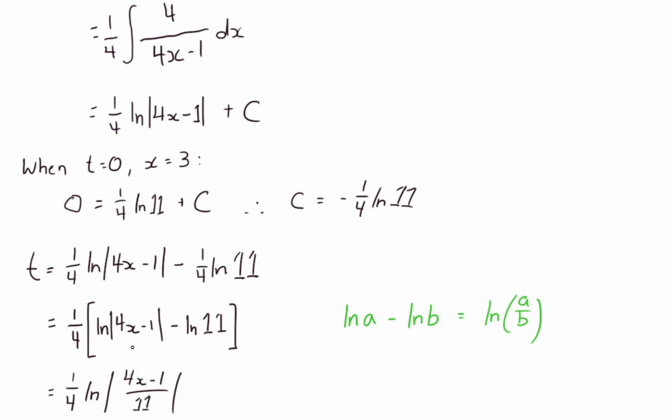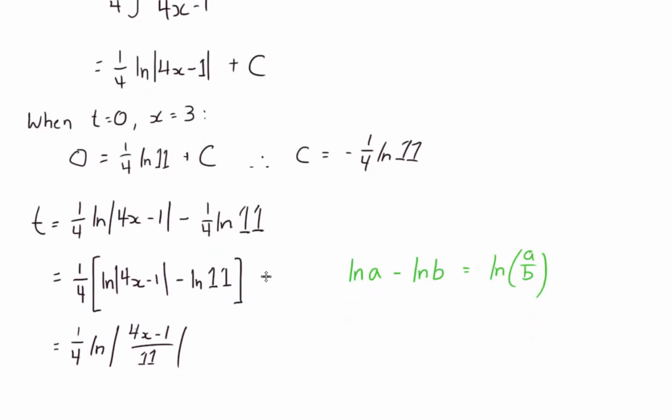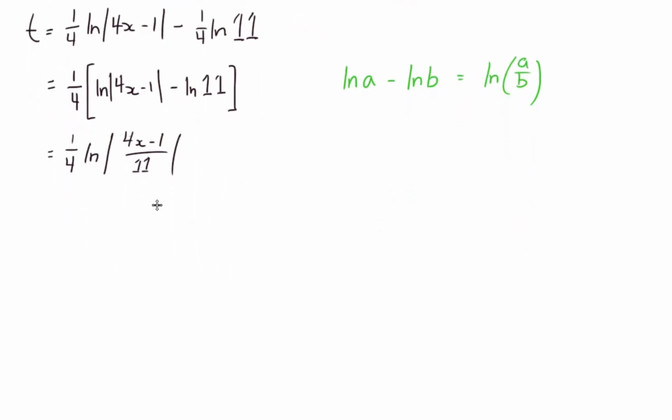Alright, so this is looking a little bit better. Remember, we're trying to make x the subject. Giving ourselves a bit more room. Alright, so let's get rid of this quarter first of all. So we'll multiply both sides by 4. And then we need to think, okay, how do we get rid of this log? So we need to take the exponential of both sides. So e to the power of 4t will give us 4x minus 1 over 11.